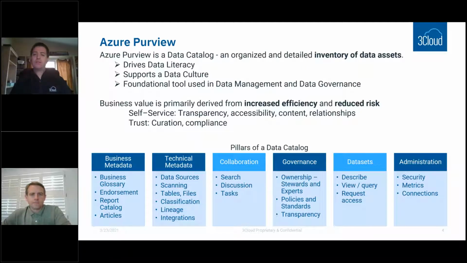And lastly, the administrative pillar is where you can set security. Who can access what, can they do? Where you can see metrics around your data catalog. How well populated is it? Where are we at in terms of our curation progress? And then of course, where we set our connections to our technical data sources. So that's a brief intro to Purview.